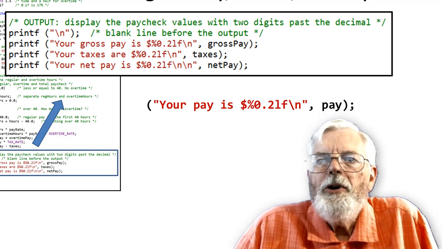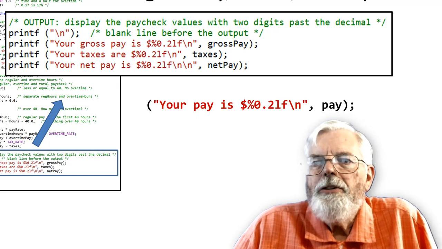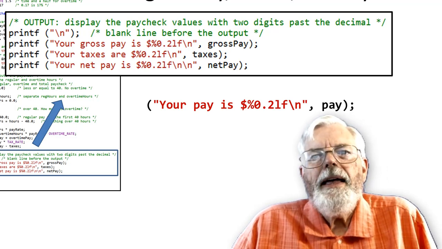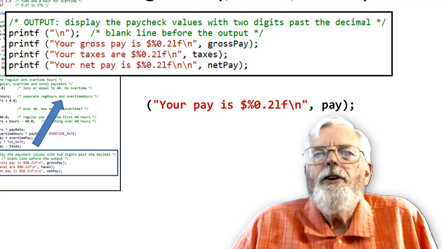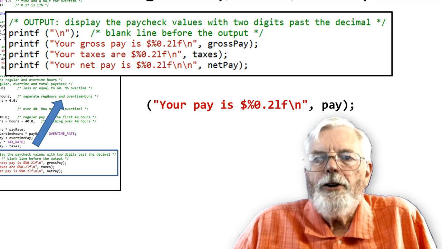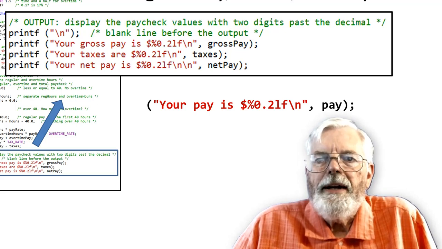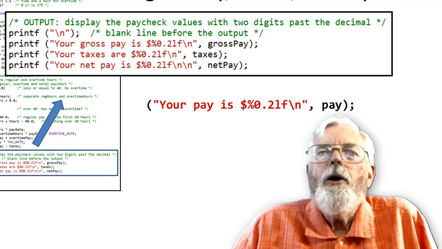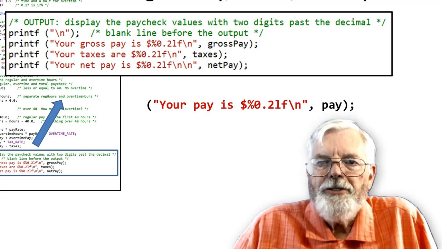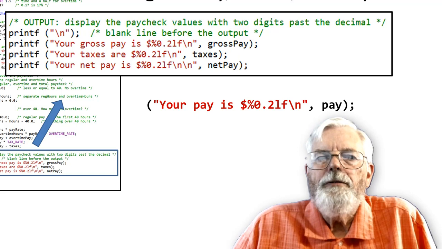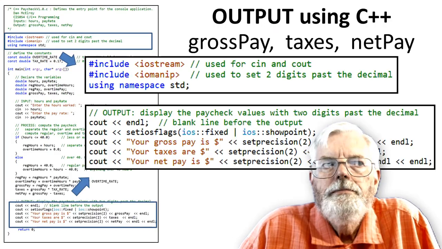If pay were computed at 803.0, then the output on the screen would show "Your pay is $803.00", and the cursor would move down one line. Remember how printf displays 2 digits past the decimal. You will need this in future lab assignments.